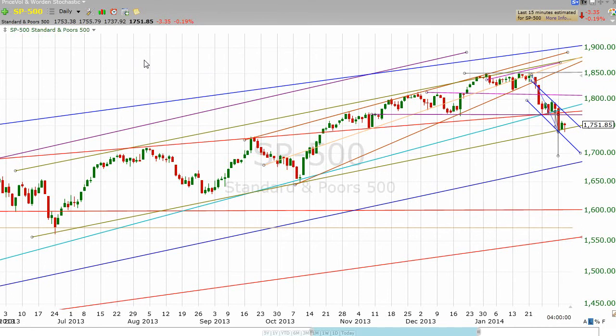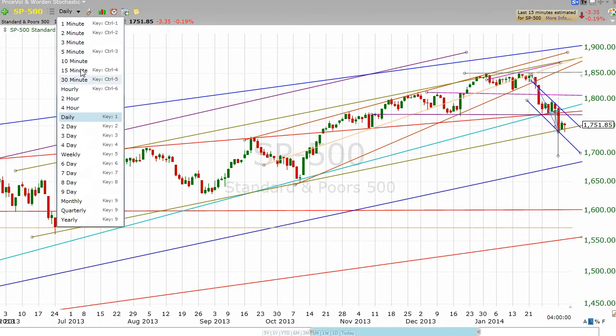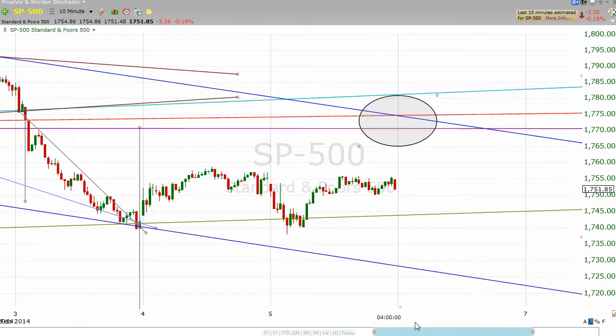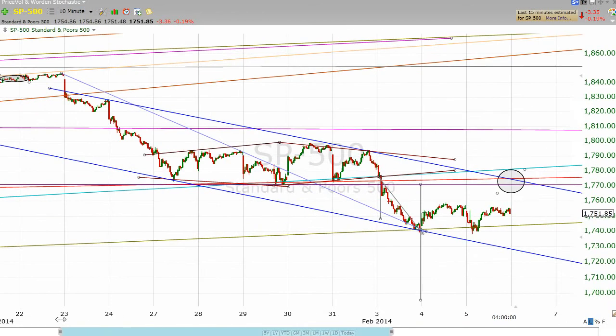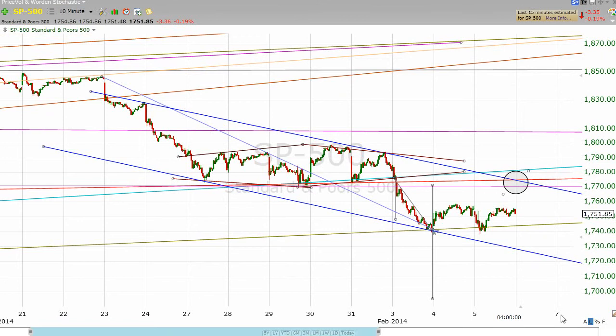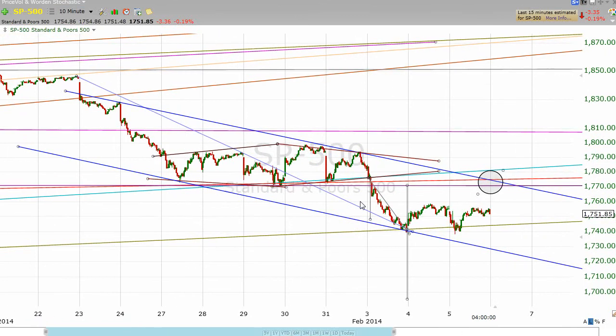Now, here's something we need to take a look at, and I think we probably get a good look at it on a 10-minute chart, and that is, we have been in a descending channel. Now, I mentioned yesterday that should the S&P get enough strength to get up into the 1770s, low 1770s, it should meet really, really strong resistance there.